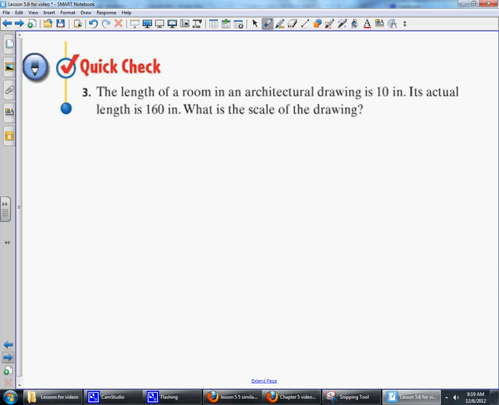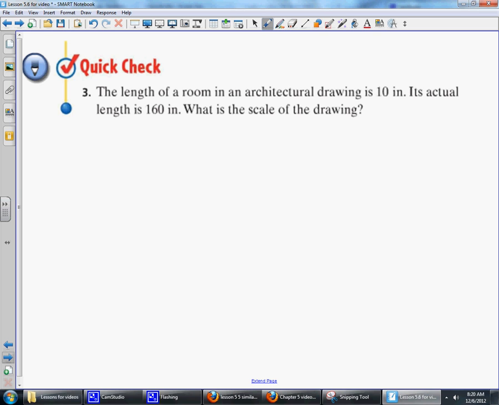What I'd like you to do is try this problem on your own. The length of a room in an architectural drawing is 10 inches. Its actual length is 160 inches. What is the scale of the drawing? So pause the video and try this on your own.